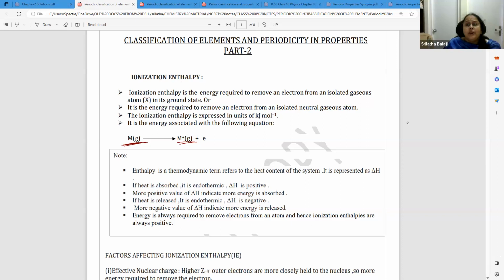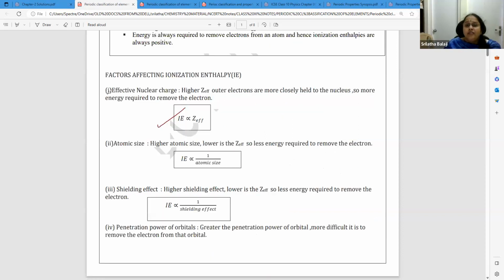What are the factors influencing ionization enthalpy? Effective nuclear charge. I told you yesterday, effective nuclear charge will come everywhere now. So be thorough and understand that concept. What is effective nuclear charge? Simple. It's the nuclear pull over the valence electron. So what happens to ionization enthalpy with effective nuclear charge?